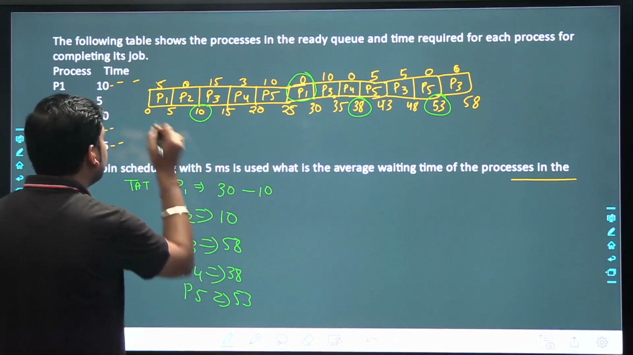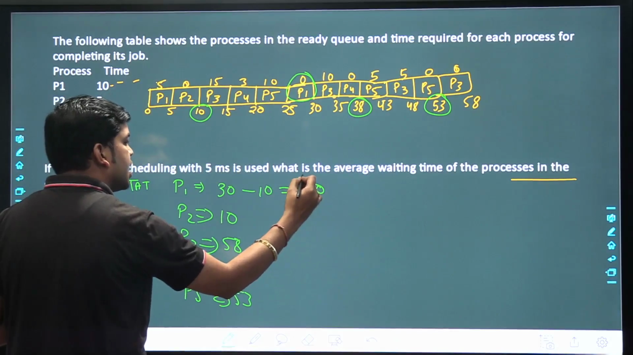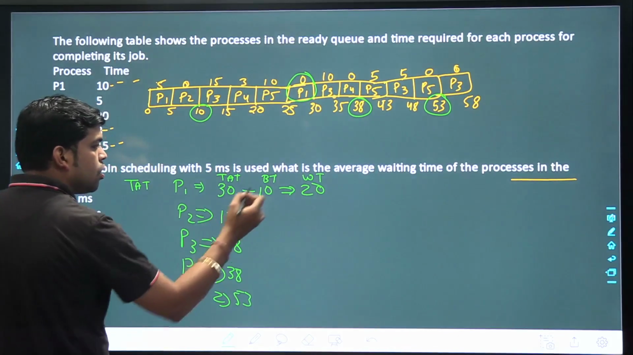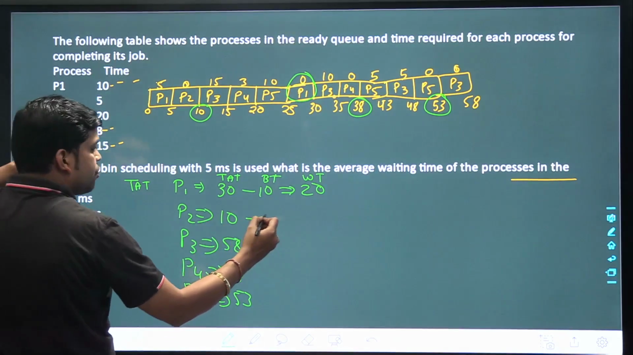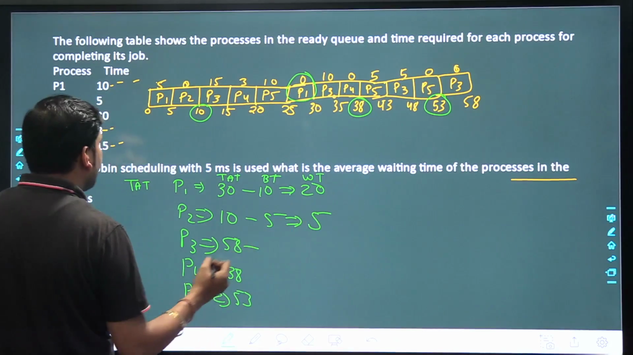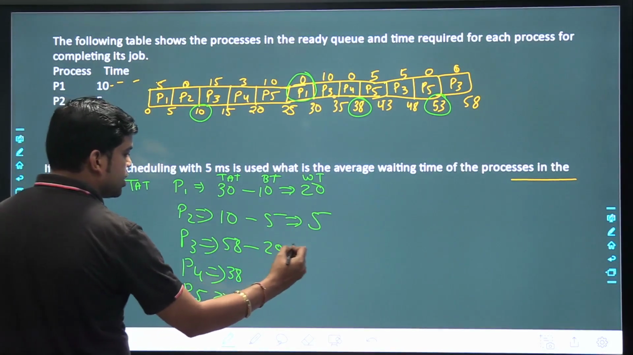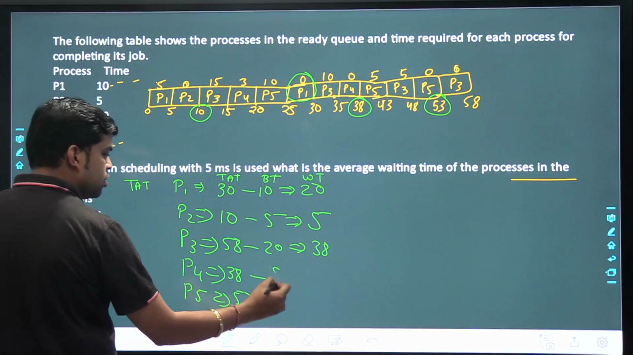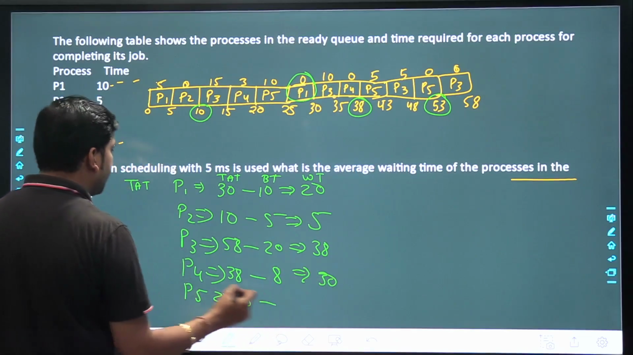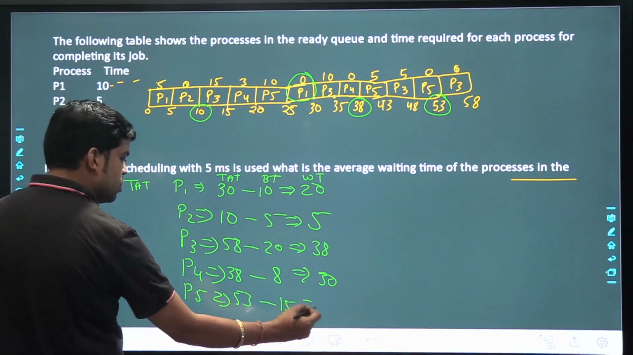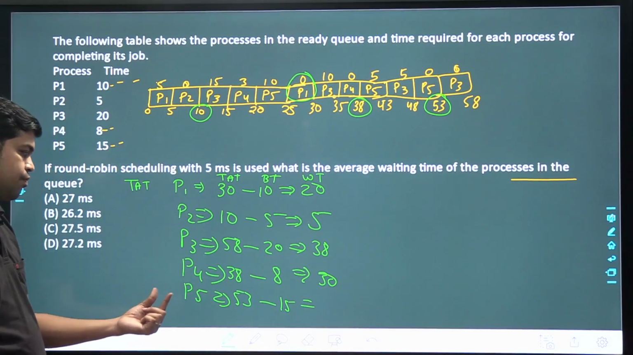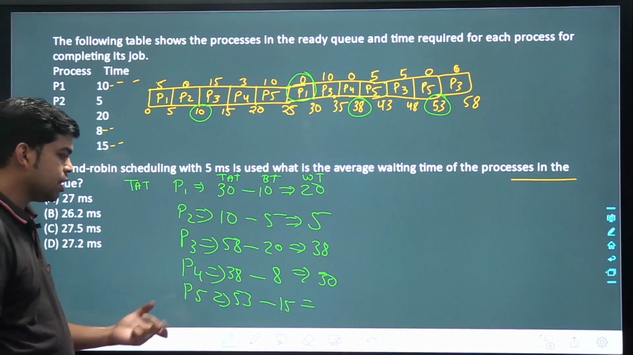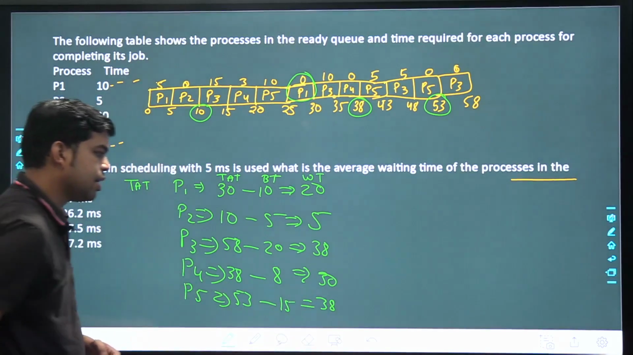So 30 minus 10, the burst of P1, is 20. That is the waiting time. This is the turnaround time and this is the burst time that we subtract. Here 10 minus 5 is 5. Now 58 minus 20 is 38. Now 38 minus 8 is 30. Now 53 minus 15 is 38.